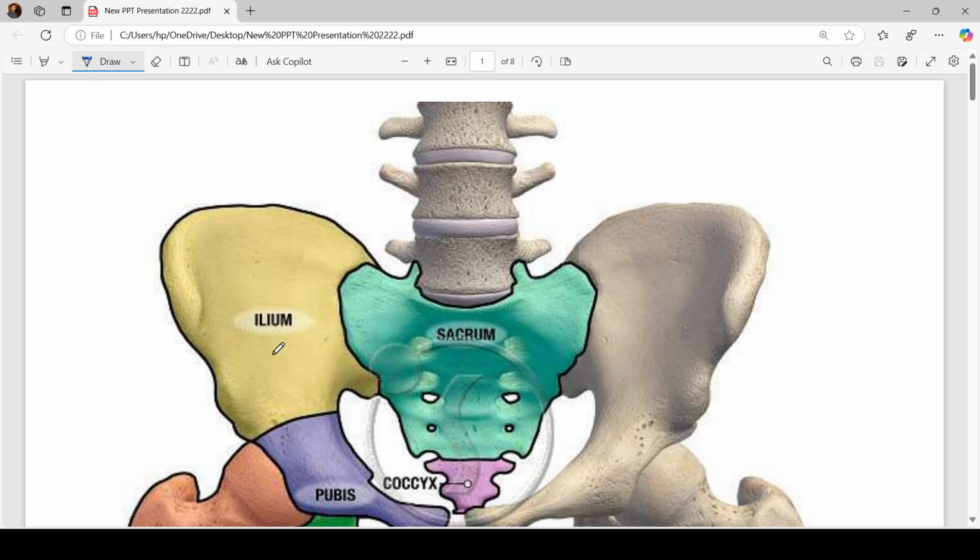It transmits the weight of the trunk and legs. It also takes the weight of the sitting body. It allows movement, walking, and running.